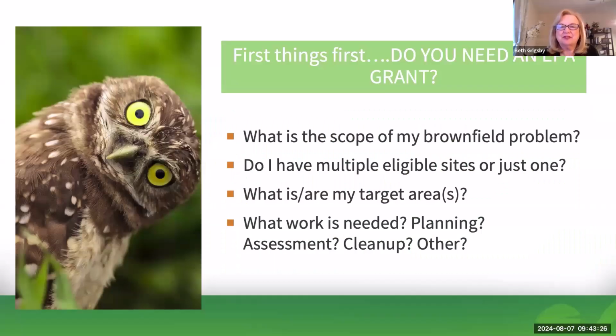So we talked about this yesterday. You really have to know what the scope of your brownfield problem is, and if you have multiple eligible sites or just one. If you have just one, you might really consider giving Dan a call, finding out about the Ohio EPA program. You have to know where your target area is. You really should think on this now. What work is needed? Do you need to plan? Do you need to assess, clean up? Next slide, please.